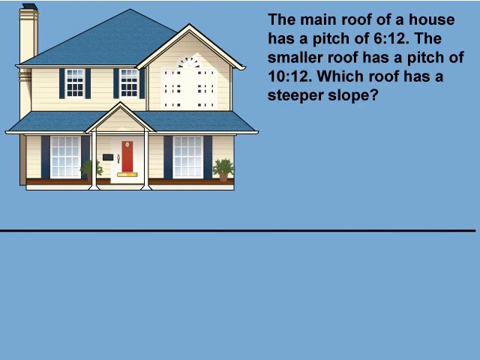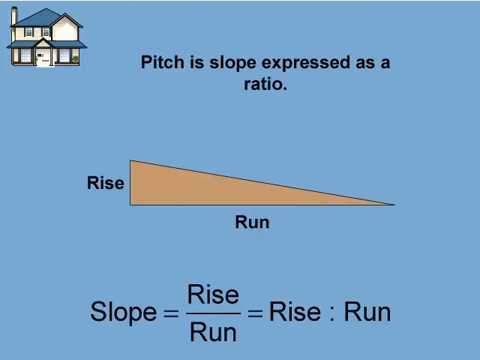The main roof of a house has a pitch of 6 to 12. The smaller roof has a pitch of 10 to 12. Which roof has a steeper slope? The slope is the ratio of the rise over the run. The slope of a roof is often referred to as the pitch.